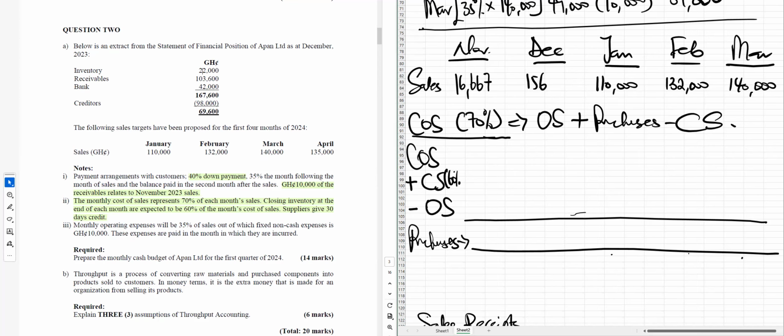Okay. So now that we have this, 70% becomes our cost of sales, right? 70% becomes our cost of sales.